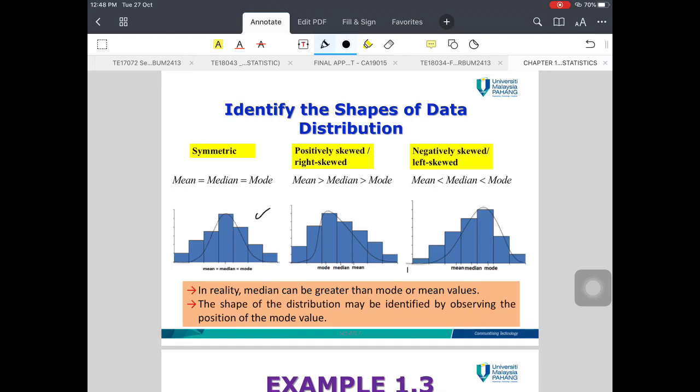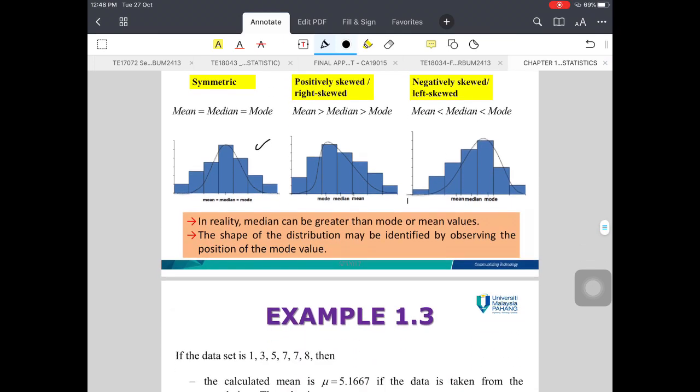Okay, if your mean is greater than median, which is greater than mode, it represents positively skewed or right skewed. If your mean value is less than median, which is less than the mode, then your shape of data distribution represents negatively skewed or left skewed, right? Okay, in reality, if you can see the notes down there, median can be greater than mode or mean value.